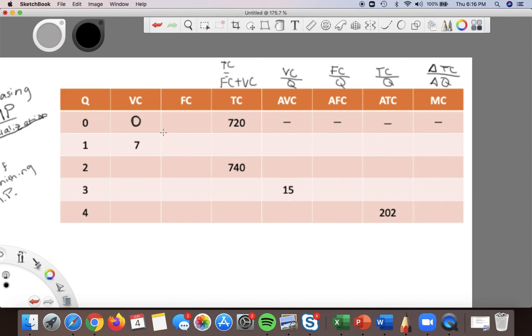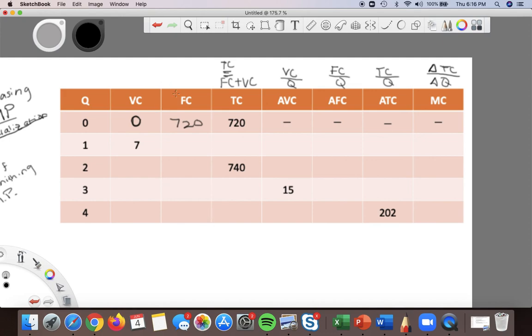Now we can relate what we know about total cost to find fixed cost here. I know total cost is equal to my fixed cost plus my variable cost. And I just figured out at 0, my variable cost is 0. So that's like saying 720, my total cost, is equal to some number plus 0. So that means the fixed cost must be 720. That's the second piece of information I can figure out.